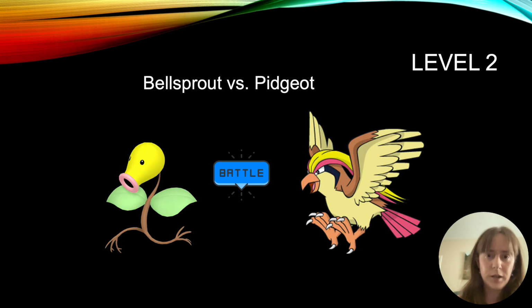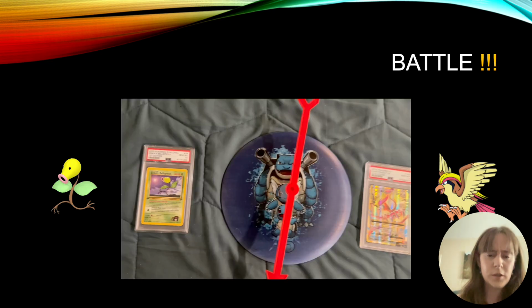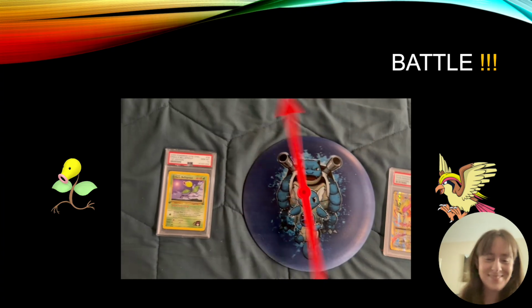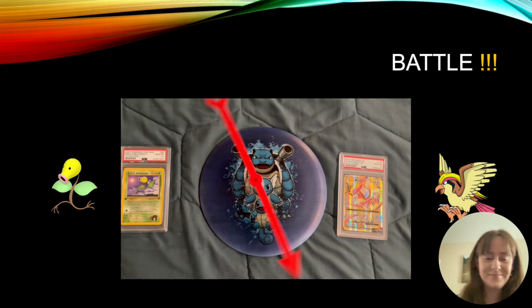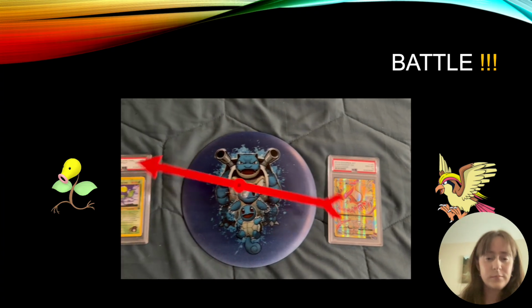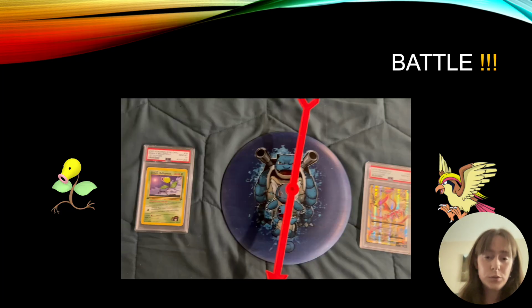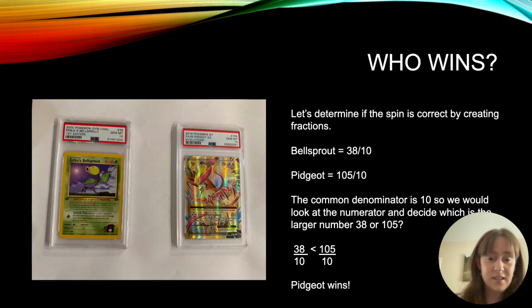Now we're on level 2. Look at that. We're moving pretty fast. I'm proud of us. So let's make a prediction. Who do we think's going to win? Bellsprout or Pidgeot? Let's see what the spinner has to say. Okay, we can already tell it thinks it's going to be Pidgeot. But let's see if it's right.